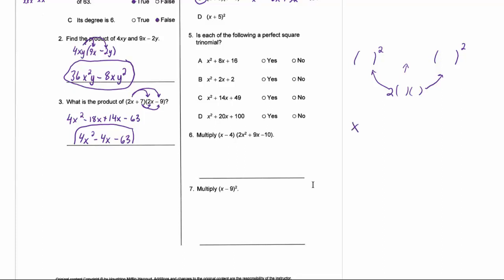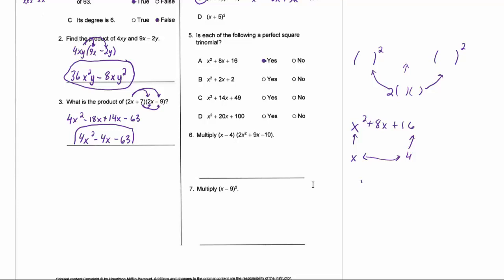If I think about x squared plus 8x plus 16, and I'm trying to figure out if this is a perfect square trinomial, I need to think, is this something squared? Well, yes, it's x squared. Is this something squared? Yes, it's 4 squared. Is the middle these two things combined but doubled? So x and 4 together, but then doubled, which would be 8x. Yes, it is. So this is a perfect square trinomial.